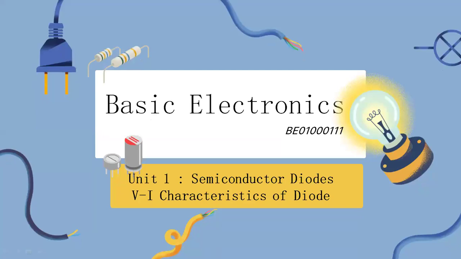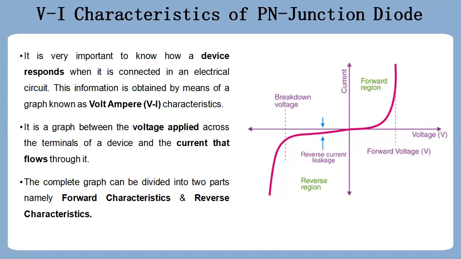VI characteristics of diode. It is very important to know how a device responds when it is connected in an electrical circuit. And this information can be obtained by means of a graph known as VI or voltage-ampere characteristic. It is a graph between applied voltage across the terminal of a device and the current that flows through it.